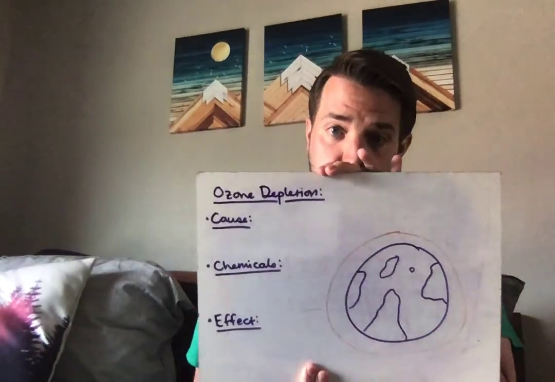So ozone depletion, let's say cause. All right. So the cause of ozone depletion, I'll write it on here and then I'll be showing you guys later. The cause of ozone depletion is chemicals reacting with ozone. And I'm going to put in parentheses O3 because that's what ozone is.